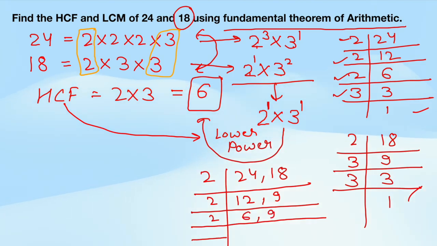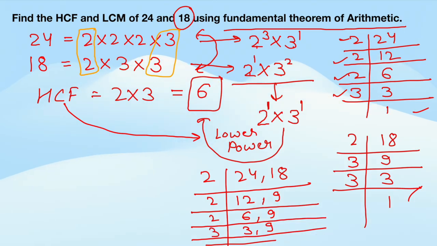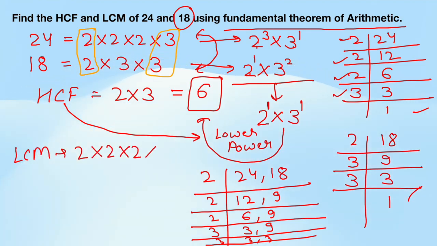Again by 2, it will become 3, it will be 9. Then by 3, I will get 3 and 3. Then by 3. Means I can get what? LCM will be 2 into 2 into 2 into 3 into 3, right? Is it okay? Alright. Now according to the fundamental theorem of arithmetic, how to find it? We have to take the higher power.